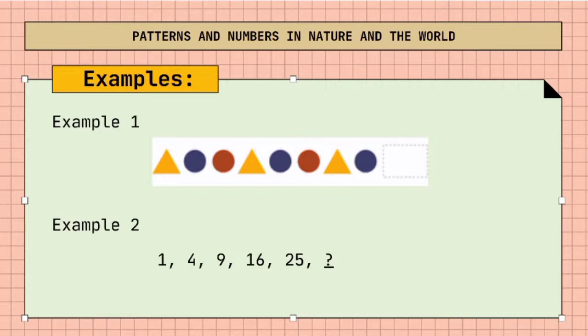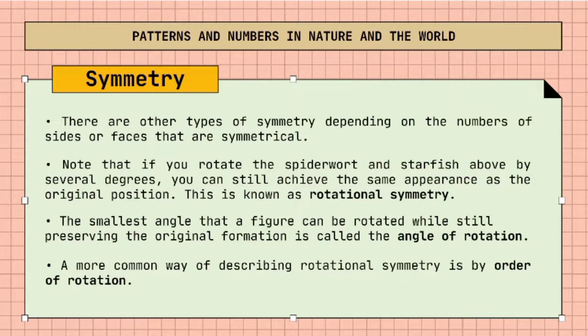So, anong mapapansin nyo sa mga differences nila? Tama. They are all odd numbers. So, the next odd number after 9 is 11. If we add 11 to 25, the answer would be 36. So, 36 is the sixth term.